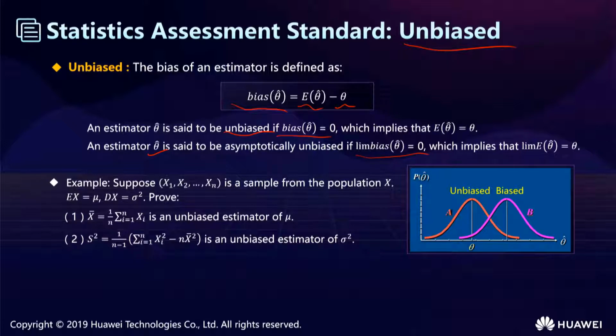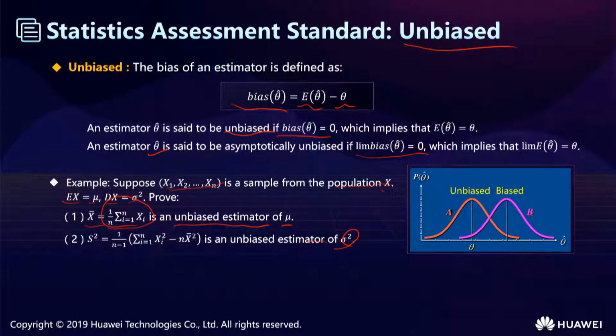For example, suppose x1, x2, ..., xn is a sample from the population X, and its expectation is equal to mu, and its variance is equal to sigma squared. Prove that if X bar is the mean of the sample values, it is an unbiased estimator of mu. Also, we want to prove that the sample variance is an unbiased estimator of the variance.